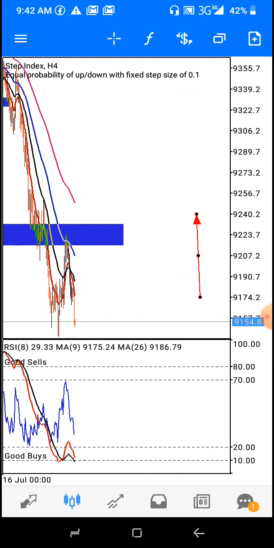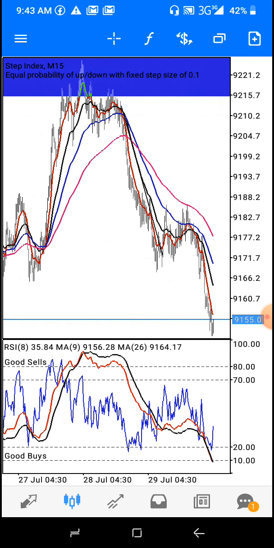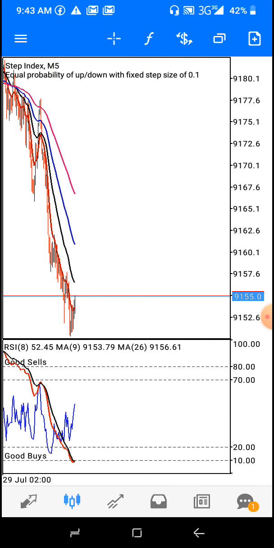So now we have a breakout, we have a retest, and in this particular area, our moving average is acting as a resistance level. Since it's acting as a resistance, we go down to our 5 minutes or 15 minutes and look for the moving average crossover.